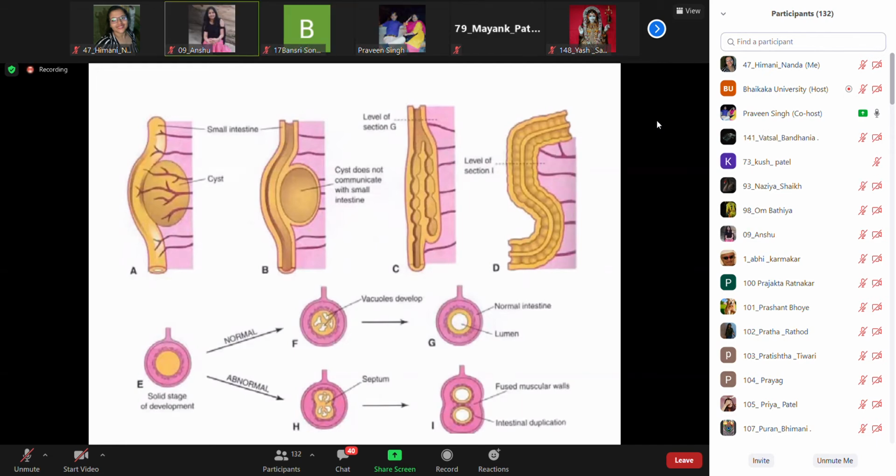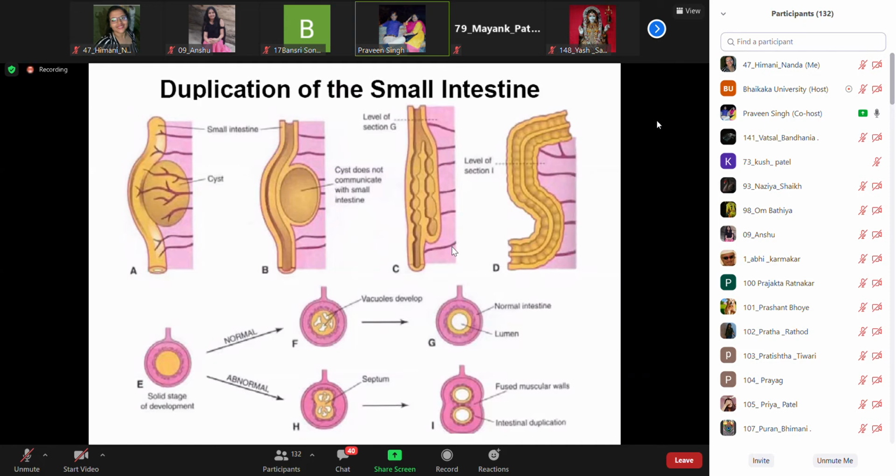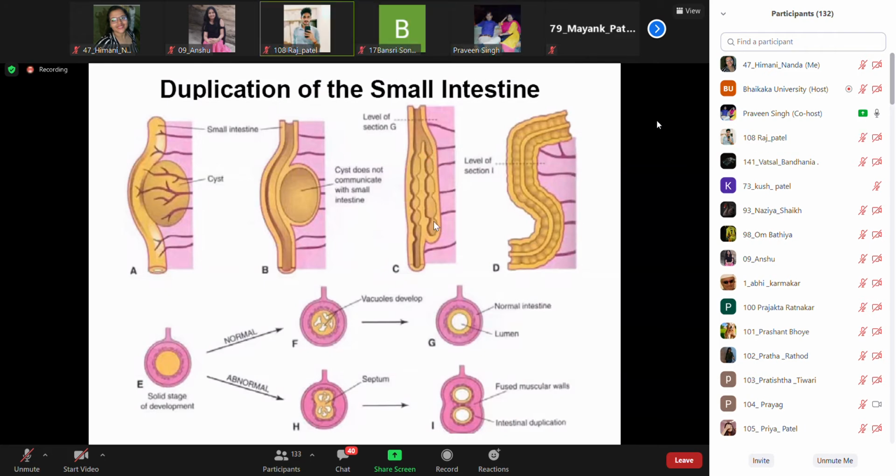Here also, if you see, there is a cyst attached to the small intestine. There is a duplication of small intestine. Double small intestine. One is this, another is this, parallel.